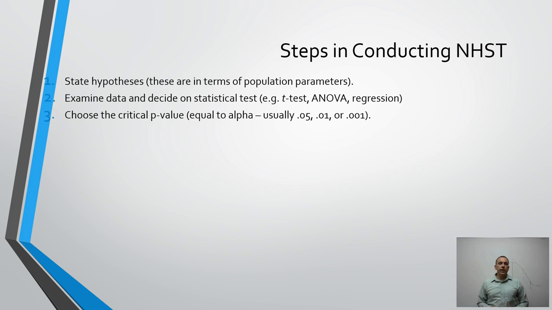All right, the third step is we want to choose the critical p-value. When we talk about the critical p-value, it's basically the point at which we're going to draw the line and say this is the level we're looking for. So if you go back to our example of the ACT scores, I asked you what is the probability of getting a 1.27 or higher.